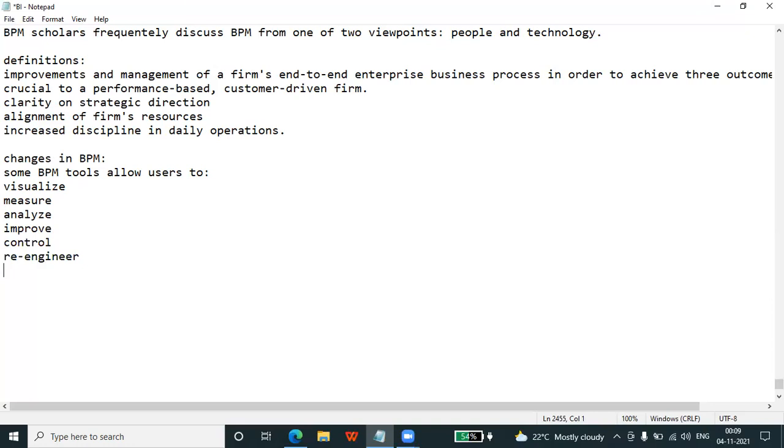So let's see the BPM lifecycle. Business process management activities can be grouped into categories such as design, modeling, execution, monitoring, and optimization.